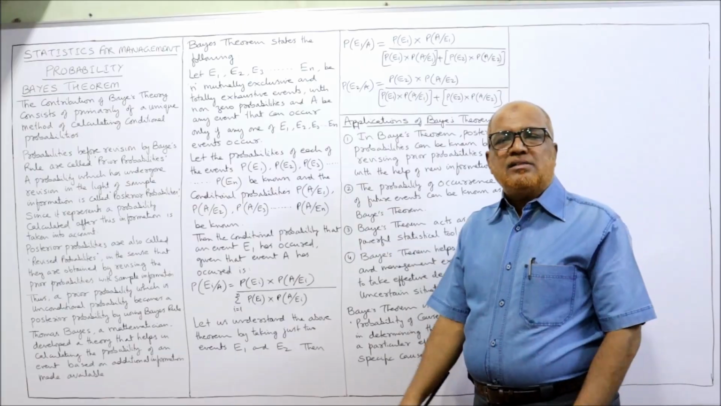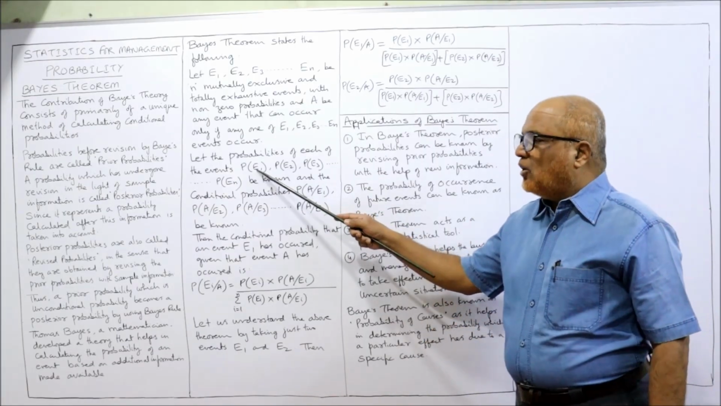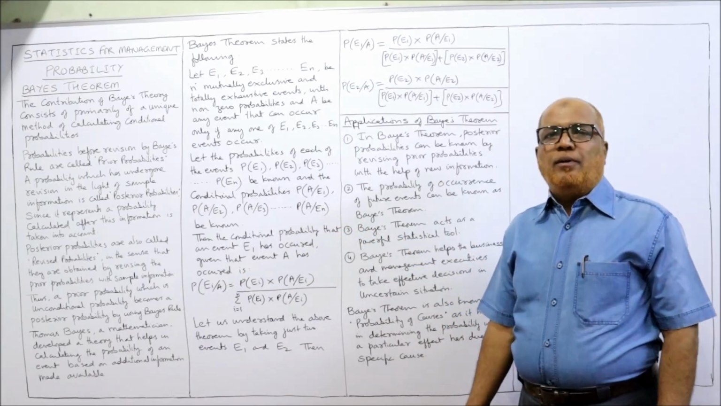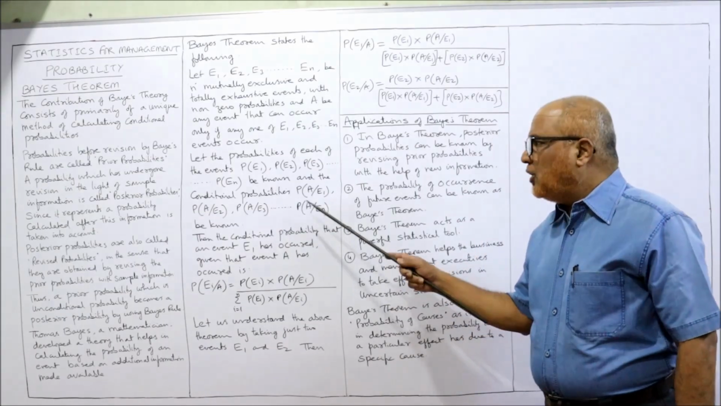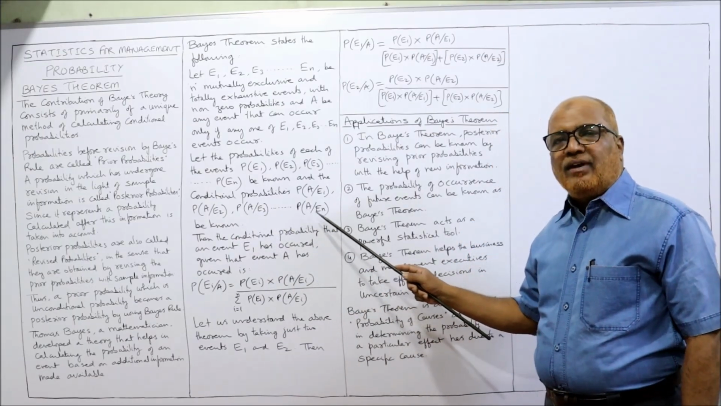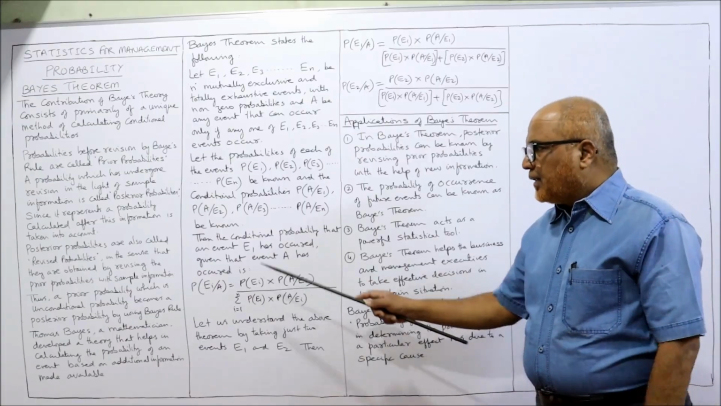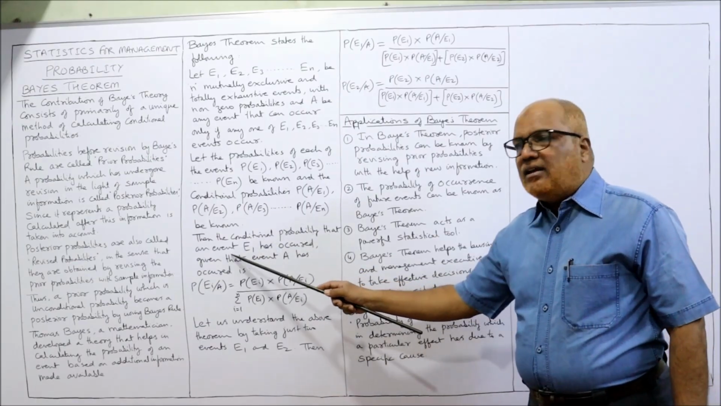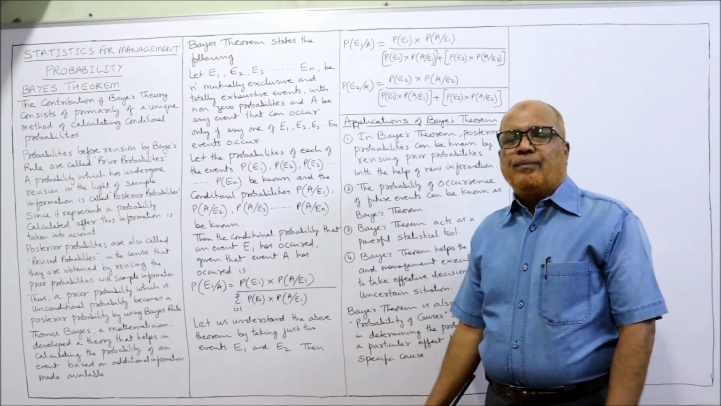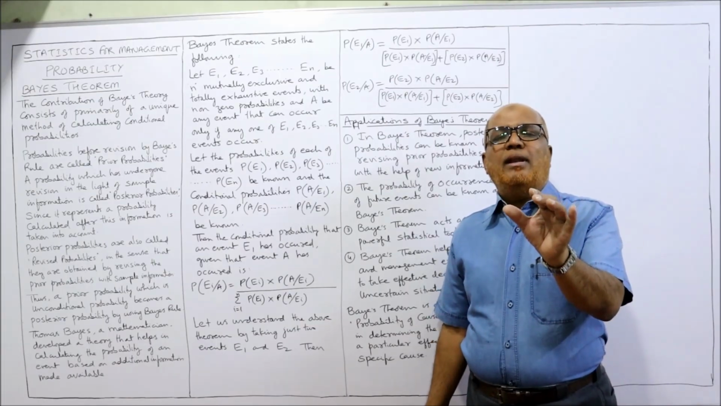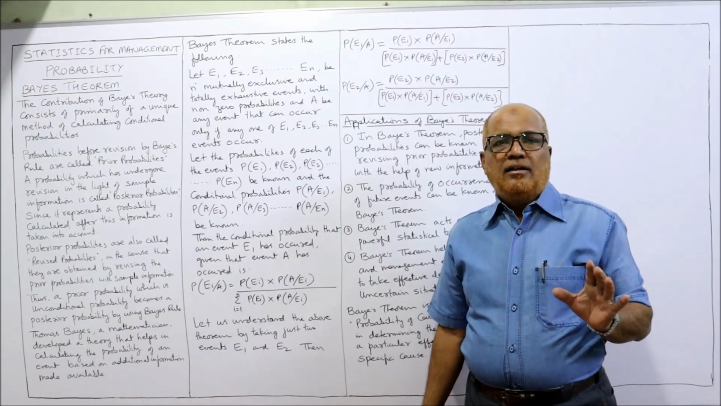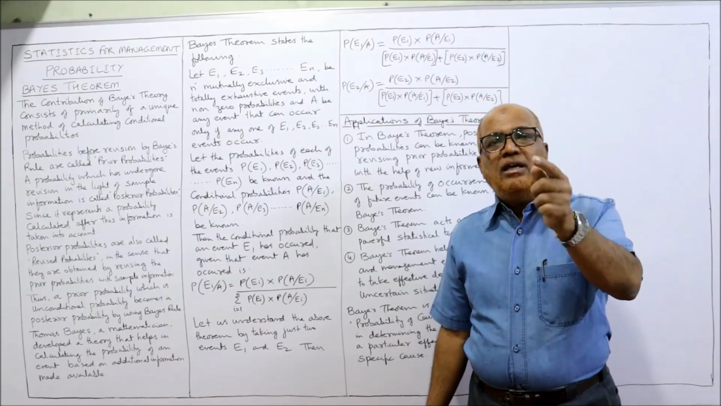So we have two kinds of probabilities. First, the unconditional probabilities, that is P of E1, P of E2, P of E3 up to P of En. Then we are given the additional, conditional probabilities: P of A given E1, P of A given E2, P of A given E3, up to P of A given En, right? Then we have to find the conditional probability that event E1 will occur given that event A has occurred. What is the probability of E1 given that A had occurred? So simply I can write P of E1 given A.